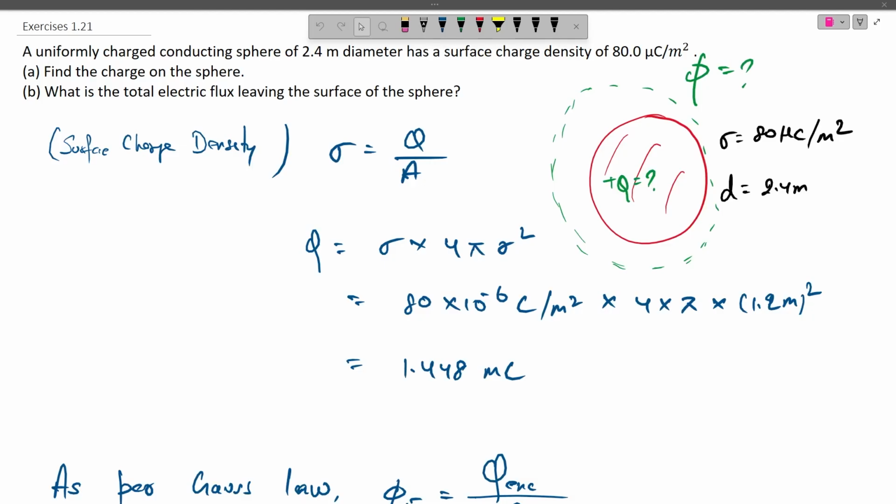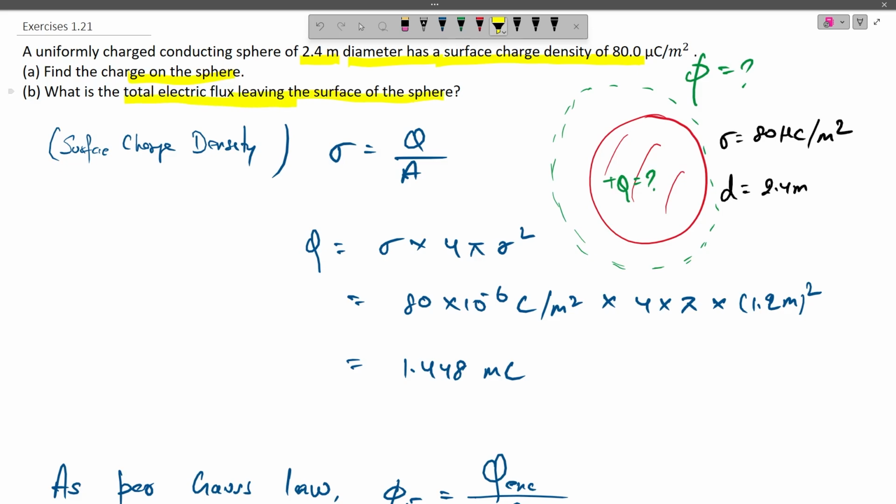The question says that a uniformly charged conducting sphere of 2.4 meter diameter has a surface charge density of 80 microcoulomb per meter square. Find the charge on the sphere. And the second question is, what is the total electric flux leaving the surface of the sphere?